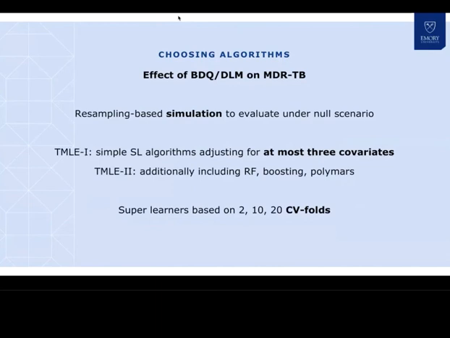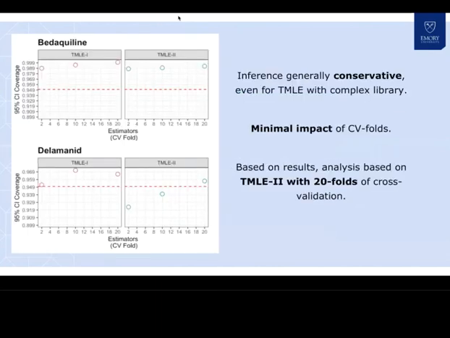Can head to the next slide. Here are the results from that simulation. What's being shown is the confidence interval coverage for the counterfactual mean estimate for bedaquiline and for delamanid, the treatment-specific rates of culture conversion in those two drug classes. On the horizontal axis, we're showing the number of cross-validation folds, with the left panel being the simple TMLE estimator and the right panel being the more aggressive one.